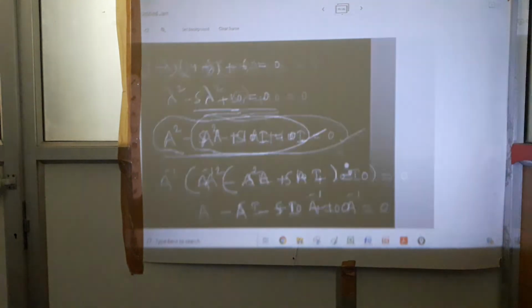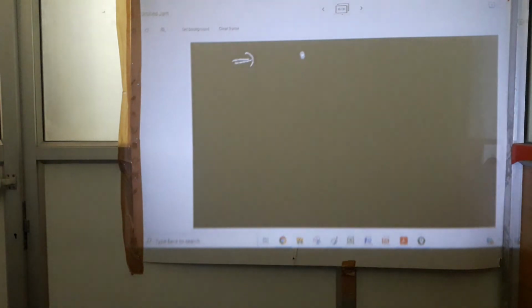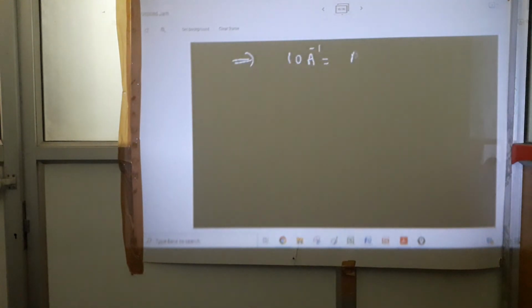Implies, now I have the value of 10A inverse. 10A inverse is equal to A minus 5I. Therefore, the value of A inverse is equal to 1 by 10 into (A minus 5I). So whenever the matrix has an inverse, it can be calculated using the Cayley-Hamilton theorem in this way.